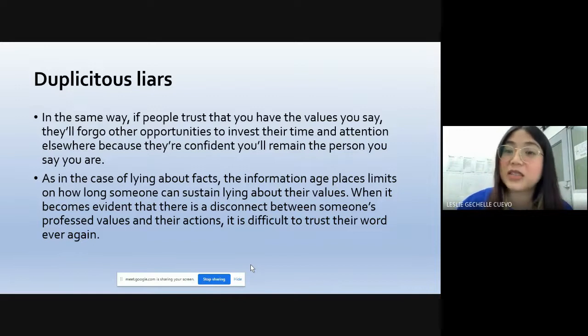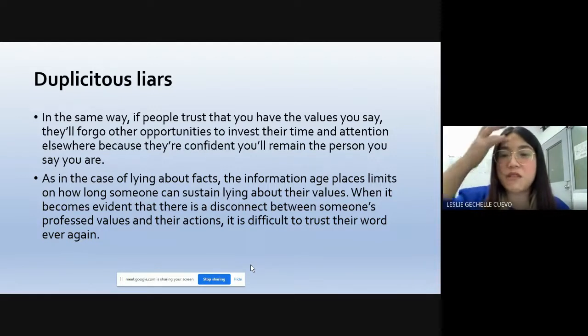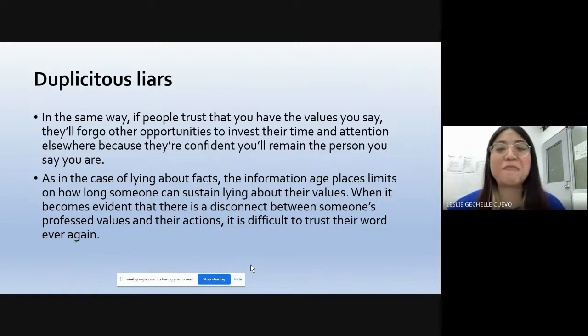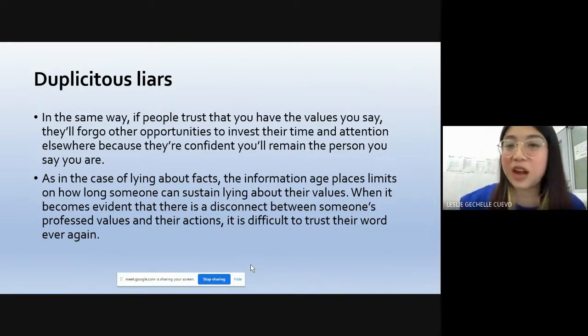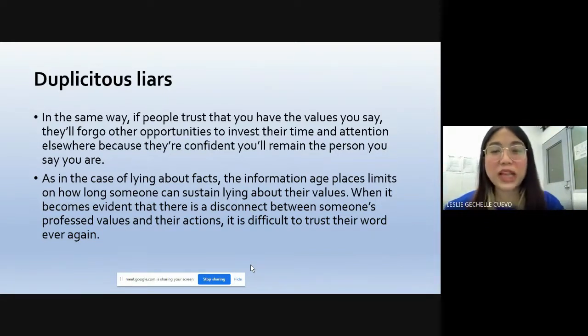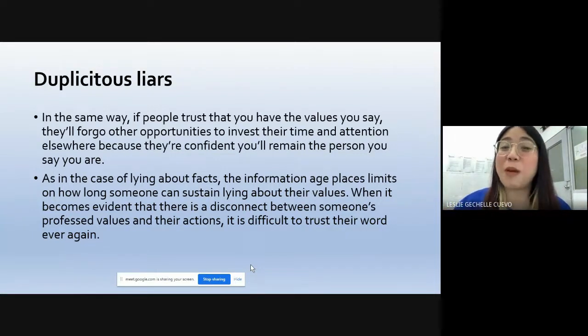As in the case of lying about facts, the information age places limits on how long someone can sustain lying about their values. When it becomes evident that there is a disconnect between someone's professed values and their actions, it is difficult to trust their word ever again. Okay, for example, politicians. Sa pangangampanya niya, good sila. Ang dami nilang pangako, ang dami nilang sinasabing gagawin nila. Pero kapag nakaupo na sila sa pwesto, di mo na sure kung tutuparin niya ba lahat yon. At pag nakita kong hindi niya ginawa yung mga pinangako niya, mahirap ng pagtiwalaan siya. So sa sunod na eleksyon, kung tatakbo pa siya ulit, magdadalawang isip ka na maboto ko pa ba to?